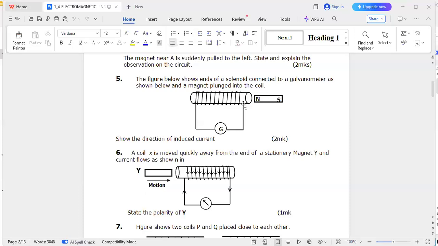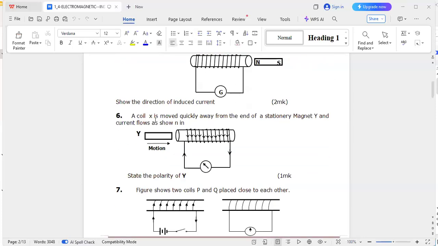So as the magnet comes in, a north will be created here to oppose the magnet from coming in. Since this is north, the other side will be south. Then using the right-hand grip rule, we are able to determine the direction of motion of the current that is induced in the coil. So the arrows, of course, if this is north, then the thumb should point to the right. The arrows point downwards on this conductor here.